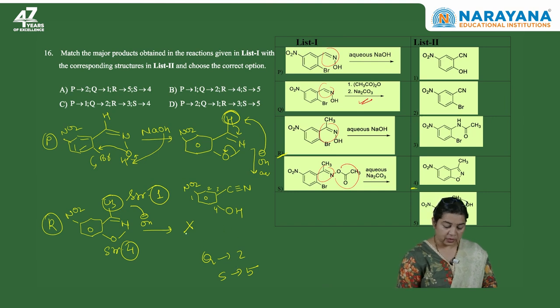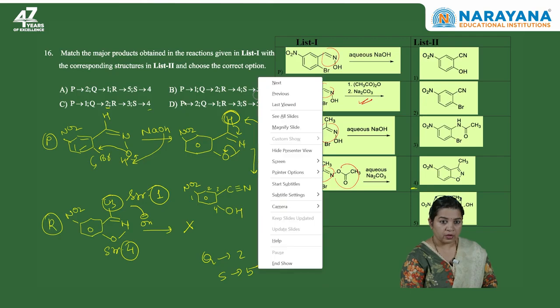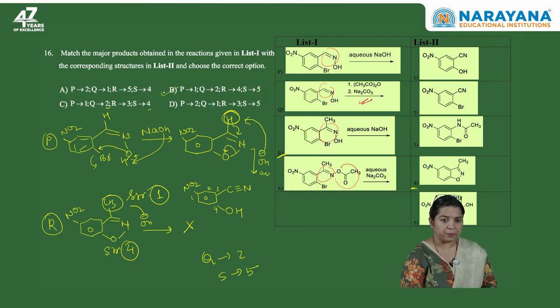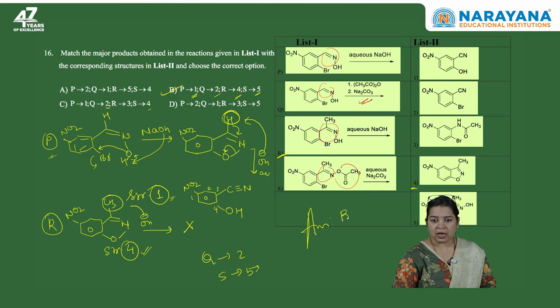Right? Let us check options. Q with 2, S with 4? No. Q with 2 and S with 5. So it seems a possible answer for this question could have been B. Let us check the other options. P we matched with structure 1. Yes, it matched. Q with 2. R we matched with structure 4. Yes, it matched. And S we matched with structure number 5. It matched. Definitely then the answer for question number 16 has to be option B.